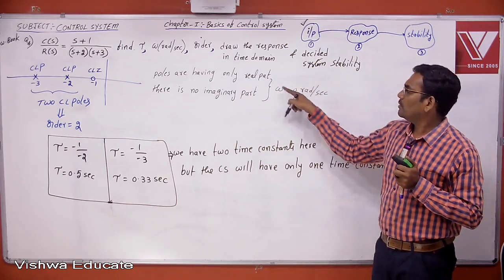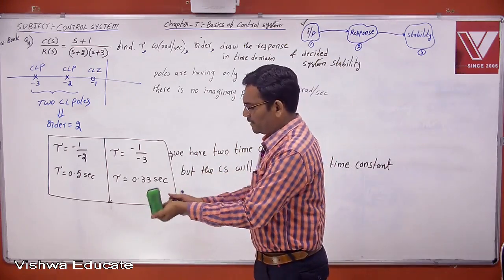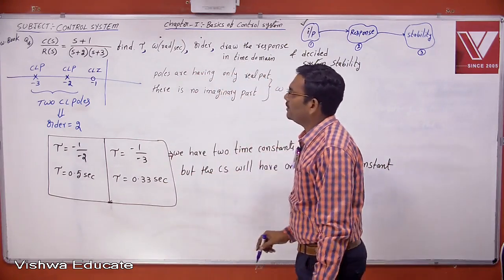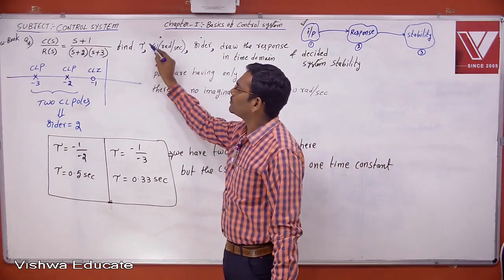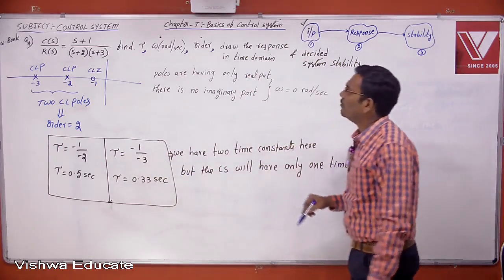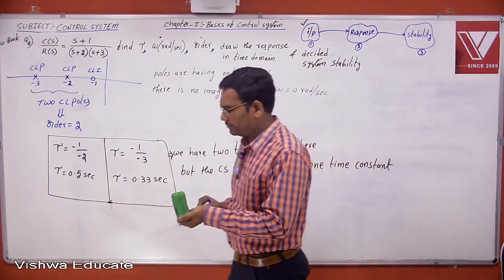Therefore, there are two questions which we have finished. One is order, which is completed, and another one is frequency of oscillation, which is completed. But for finding the time constant, we have some confusion with the two time constants, but we have only one time constant, that we will see. Okay, now take this one.